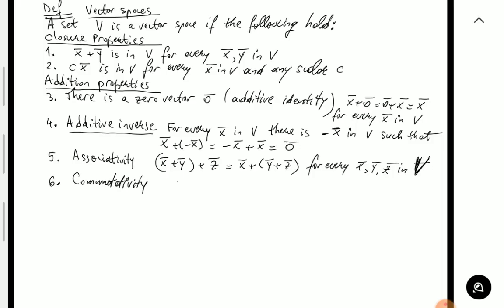The addition should be commutative. x plus y should be equal to y plus x for every x, y in V. And finally, the last set of properties are more specific to scalar multiplication.